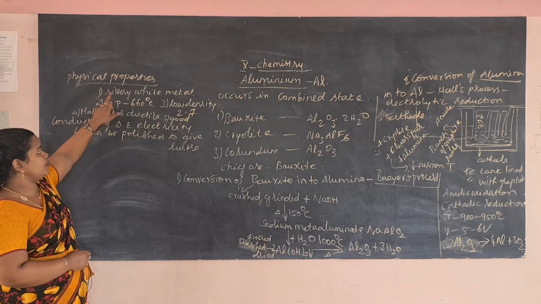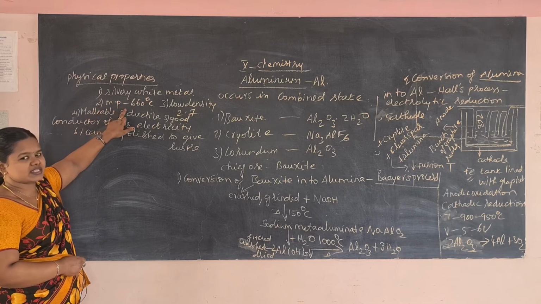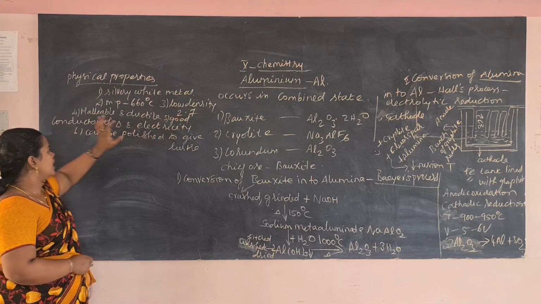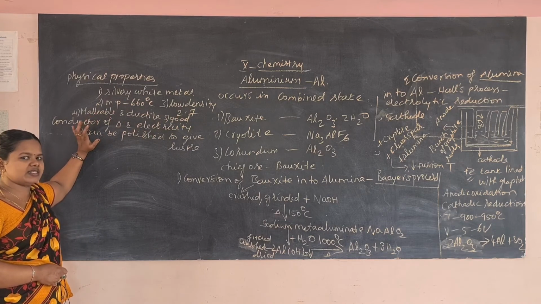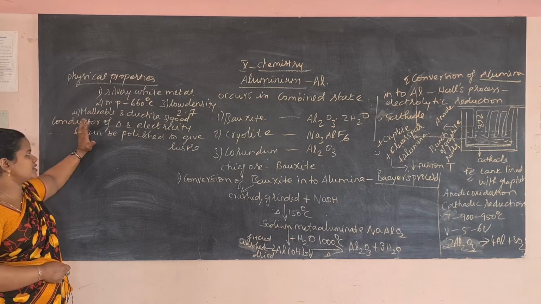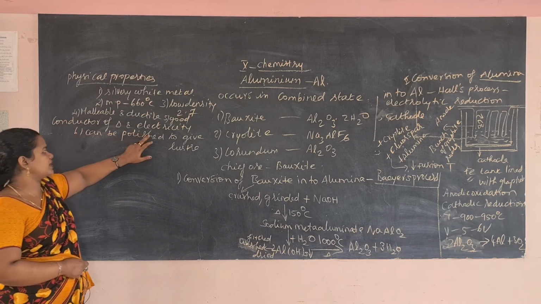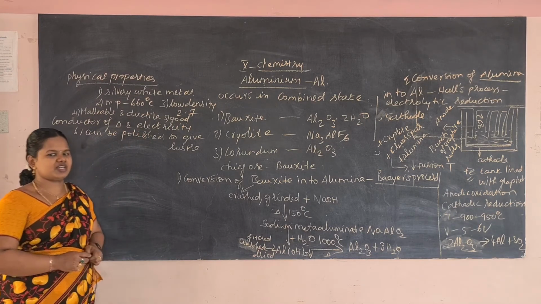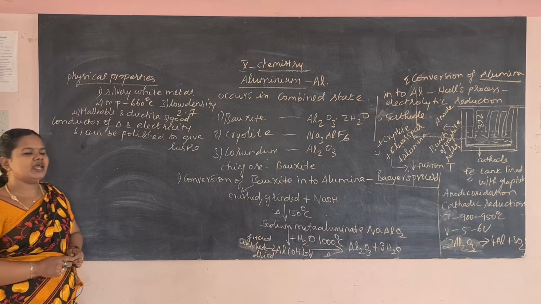So aluminium is a silvery white metal, melting point 660 degrees C. It has low density 2.7, it is light, and it is malleable and ductile. That is, it can be drawn into sheets and wires, and it is a good conductor of heat and electricity, and it can be polished to give a bright appearance or luster. So luster meaning shiny appearance.